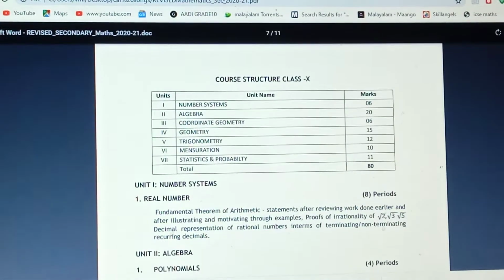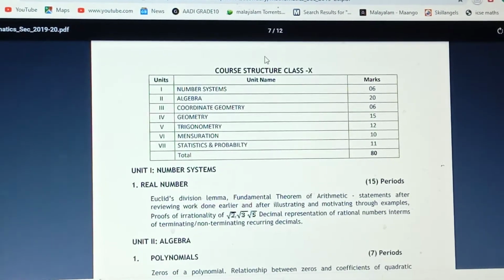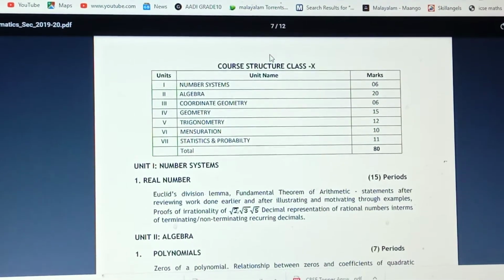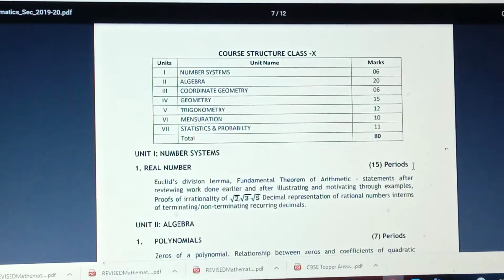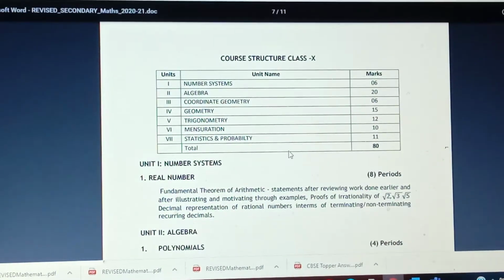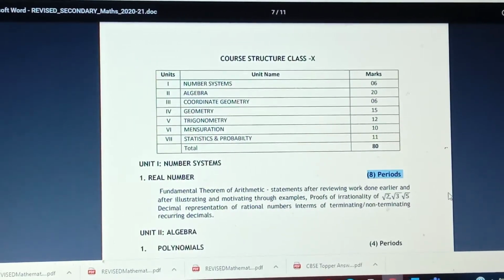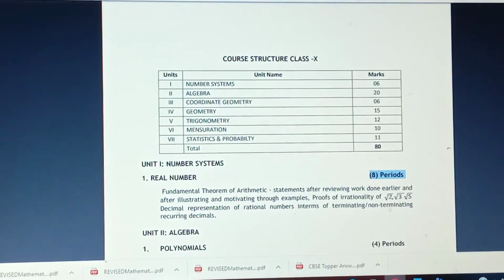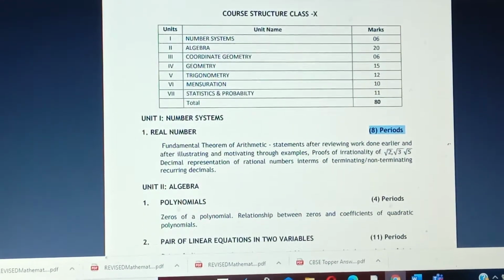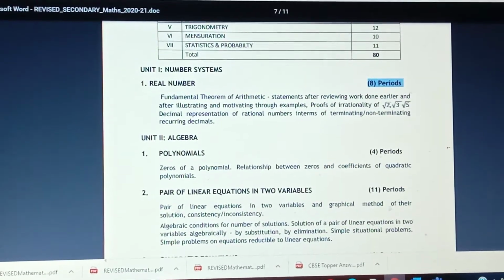So now we will just look at last year's, that is 2019 to 2020, the chapter real numbers. There were 15 periods. This year, when I look at it, there are only 8 periods. So around 50% reduction in number of periods taken for the kids. So 50%, that means what? That means half of your chapter has been reduced.